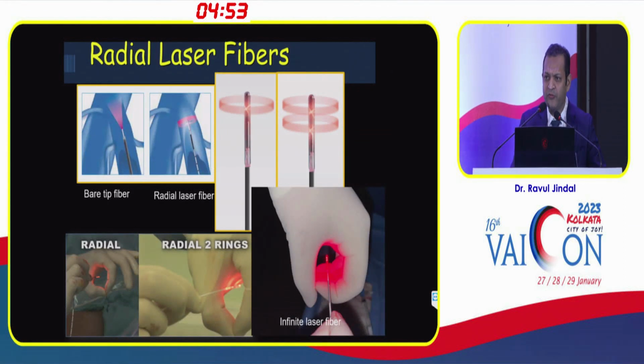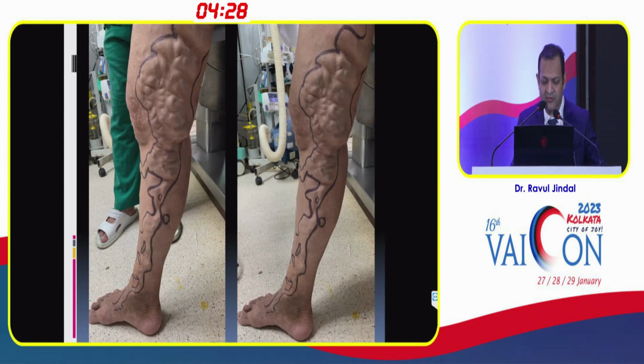This is something new which has happened in the last few years. Then coming to the type of fiber. Bare fibers definitely cause more hematomas and more bruising, so radial fibers should be used. Now, single ring, double ring, or 5-ring fibers: there is no study comparing them head to head, but what we get from the studies is that there is not much difference in terms of what fiber you use. The cost of the single ring is definitely much less.